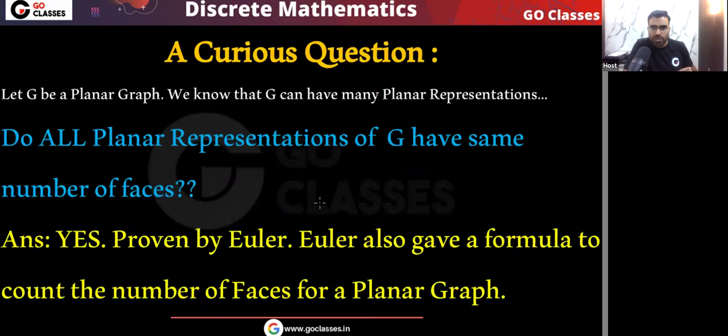And this was proven by Euler. Euler proved that for any planar graph, all the planar representations will have the same number of faces. And Euler also gave a formula to count the number of faces for a planar graph.